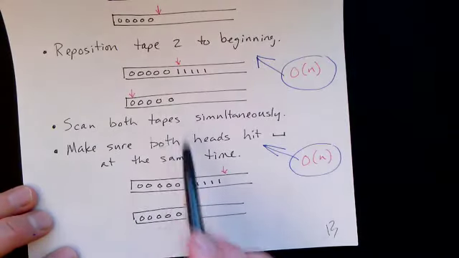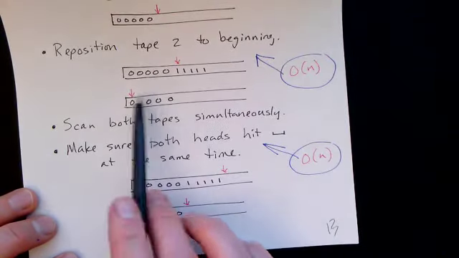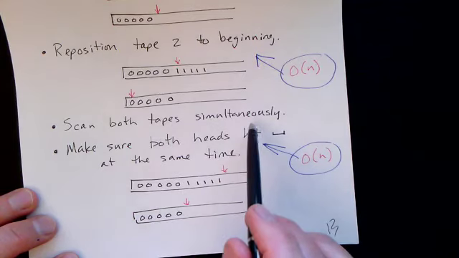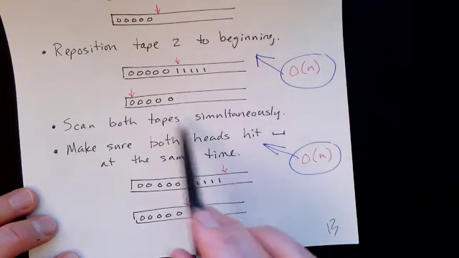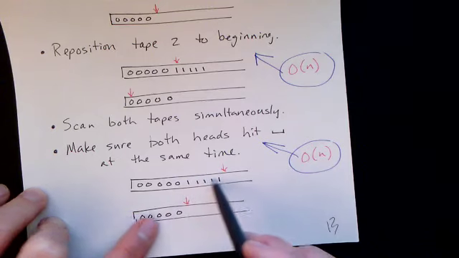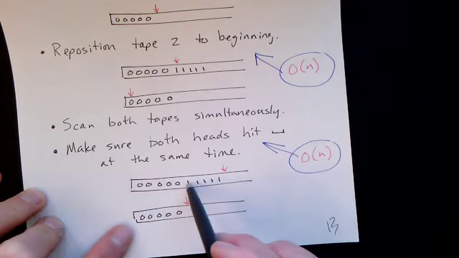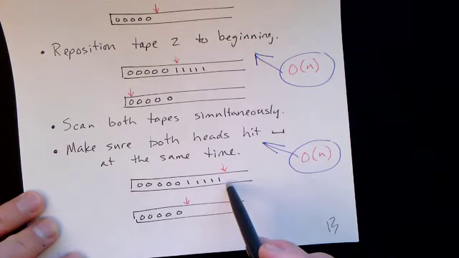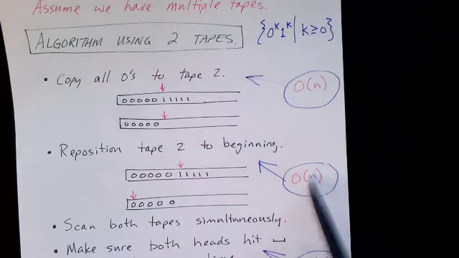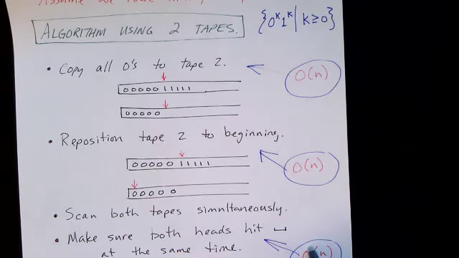And then we scan both tapes simultaneously, making sure that they both hit the blank symbol at the same time. As we scan through the zeros and through the ones, we have to go through n over 2 transitions. So that's again order n time. So all in all, we have order n, order n, and order n. This machine takes order n time.